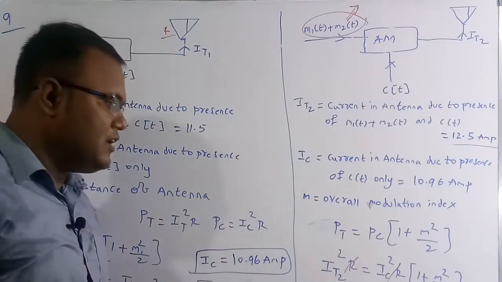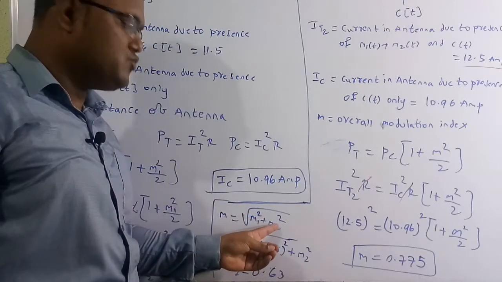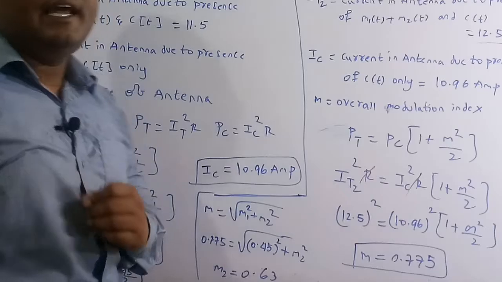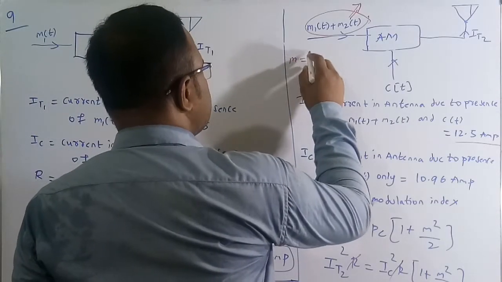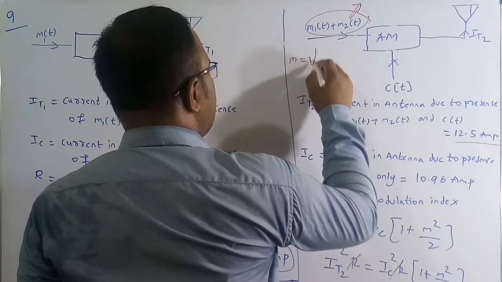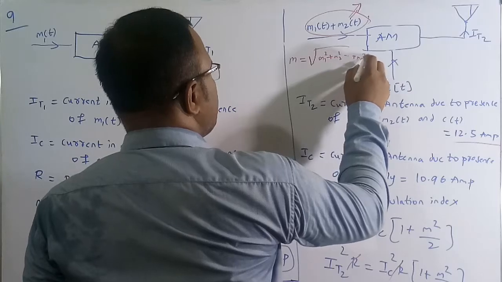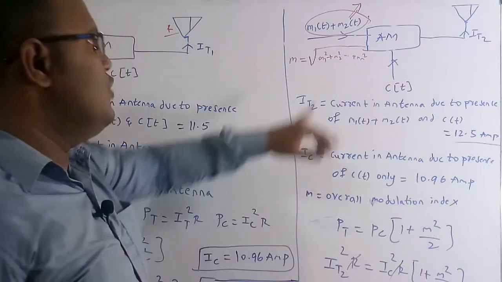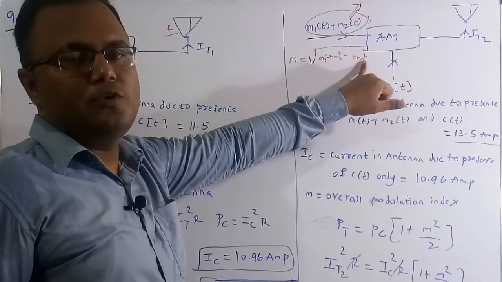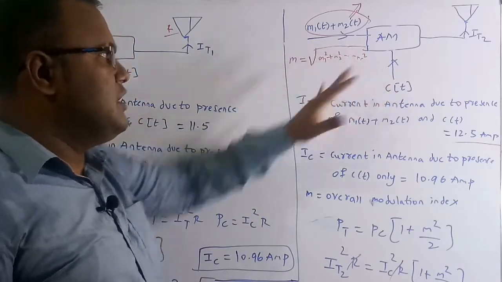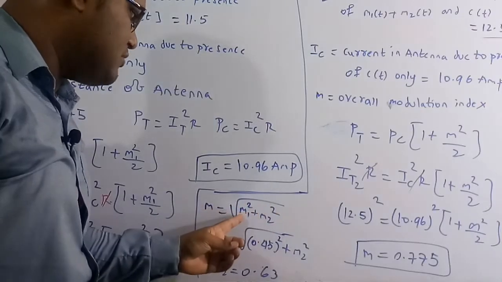So basically here the overall modulation index is nothing but the square root of m1 square plus m2 square. I have already explained this in some of my previous examples also. Suppose there are n message signals, then the overall modulation index is under root of m1 square plus m2 square up to mn square, where m1 is the first message signal modulation index, m2 the second, and up to mn the nth. But here there are only two message signals, so therefore under root of m1 square plus m2 square.